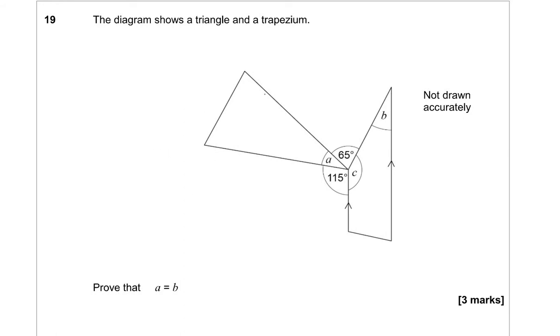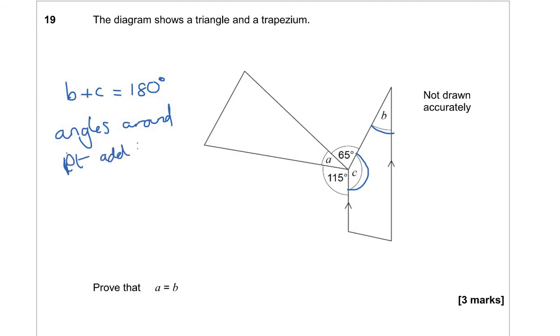Question 19. The diagram shows a triangle and a trapezium, and all the question says is prove that A equals B. So we're going to have to use what we know. We can see, or you should know, that in a trapezium, these two angles have to add up to 180. That is B plus C equals 180. That's just a basic rule of trapeziums. And finally, we also know that angles around a point, again, we've already used this in this paper, so you should be familiar.